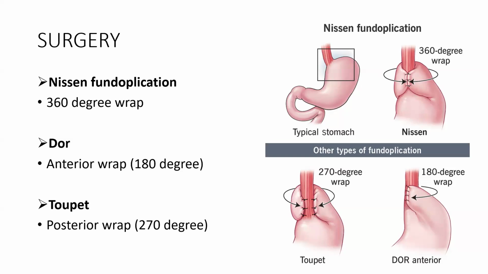The other two most common partial fundoplications are Dor and Toupet procedures. The Dor procedure is performed by folding the fundus over the anterior aspect of the esophagus and then anchoring it to the hiatus and esophagus. The Toupet procedure creates a wrap around the posterior aspect of the esophagus.